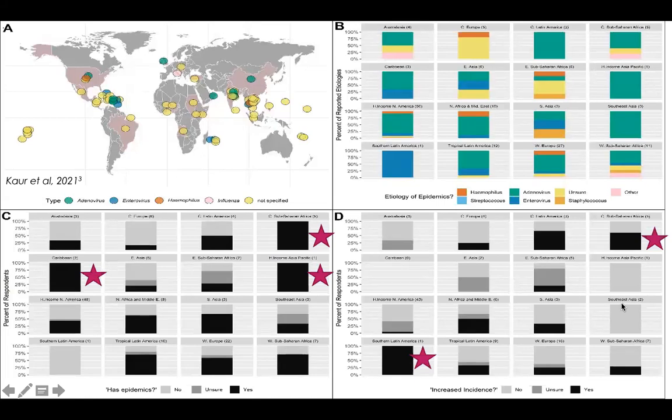All right, and we went over these. So the most reported outbreaks of pink eye across the globe lack an etiology. They're pretty much unspecified, or second to that, they can be viral. And then again, we said figure D shows the regions with increased incidence. That's Latin America and Sub-Saharan Africa.